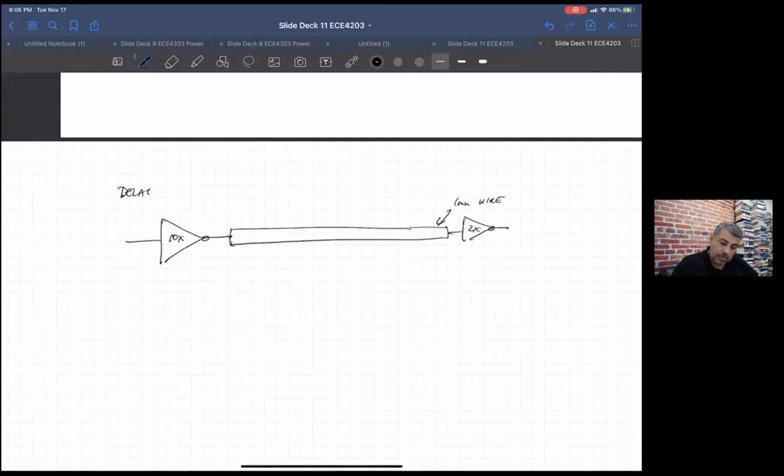What else do we want to say? The capacitance is 0.2 femtofarads per millimeter. And for a unit size inverter, the R is 10k ohm, and the C is 0.1 femtofarads. Okay, so that's a unit. Remember, a 10x is 10 times as wide as the unit one, and a 2x is 2 times as wide.